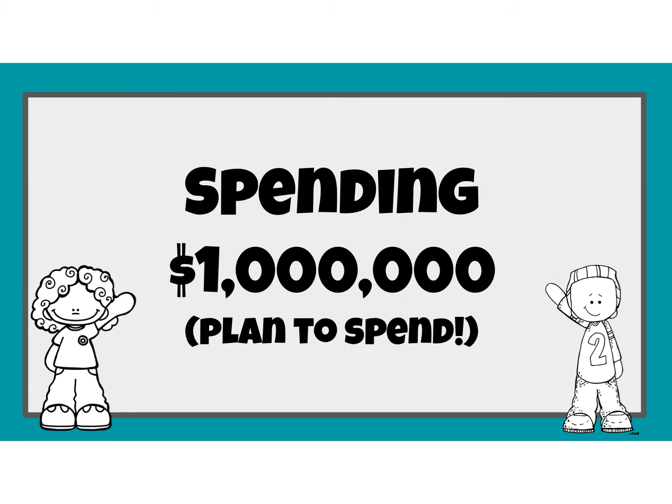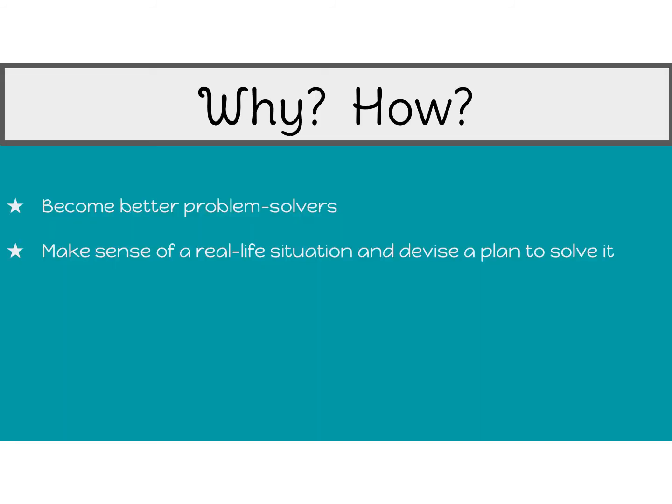Our lesson today is spending $1 million, which sounds like a lot of money. Wish I had some of that. So we're going to be planning to spend. That's why we have that in parentheses. Why we're doing that is because we need to become better problem solvers. And how we're going to go about that, we're going to make sense of a real life situation and devise a plan to solve it.